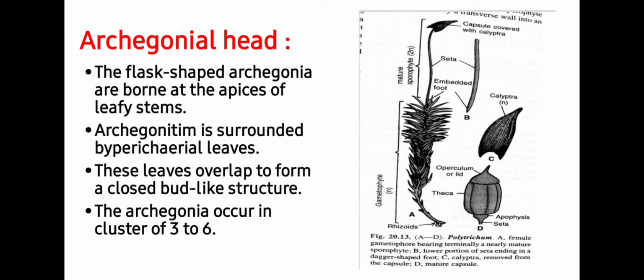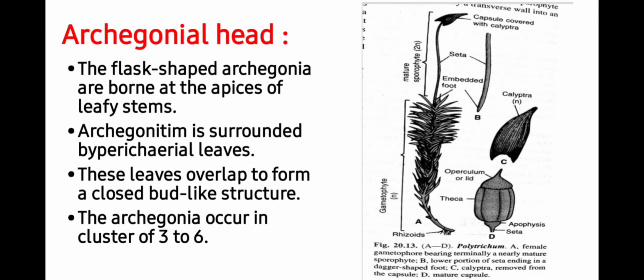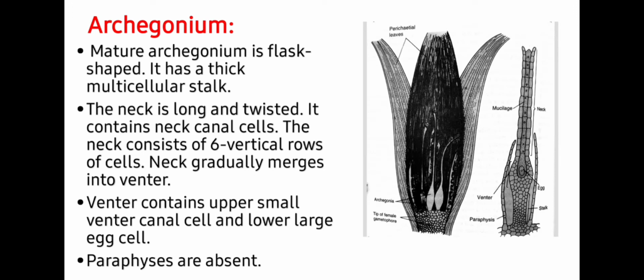Next is the archegonial head. The archegonial head is formed by perichaetial leaves as well as archegonia. The flask-shaped archegonia are borne at the apex of the leafy stem, as you can see in this image. Archegonia are surrounded by perichaetial leaves. These leaves overlap to form a closed bud-like structure, and archegonia occur in clusters of 3 to 6. The mature archegonium is a flask-shaped structure. Like other bryophytes, it has a thick multicellular stalk.